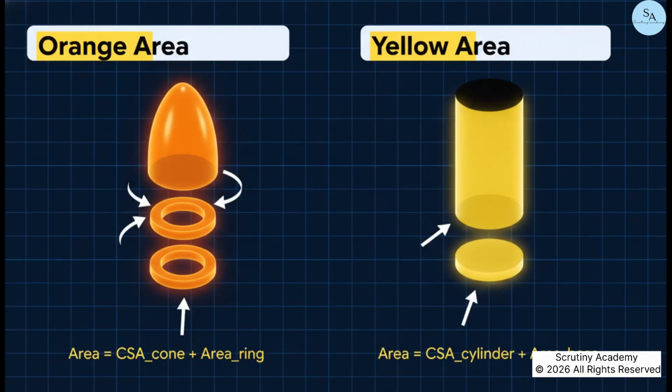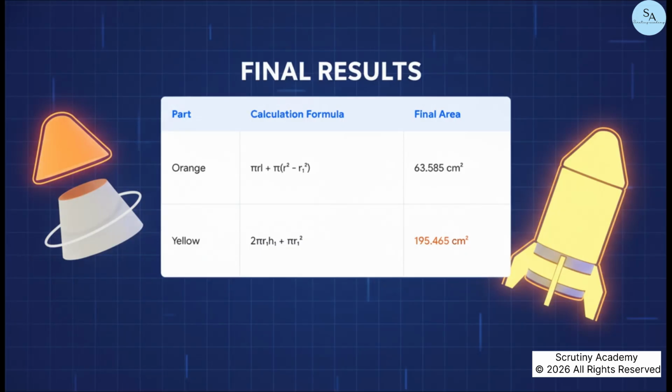Now, for the orange area, we have to be a little careful. It's not just the curved surface of the cone. It's also that little ring at the base where it meets the cylinder. For the yellow area, it's a bit more straightforward, just the curved surface of the cylinder plus the area of its circular bottom. So the area that needs to be painted orange comes out to about 63.6 square centimeters. And the area for the yellow paint, well, that's much larger, at about 195.5 square centimeters. Breaking the problem down by color was definitely the key to getting this one right.